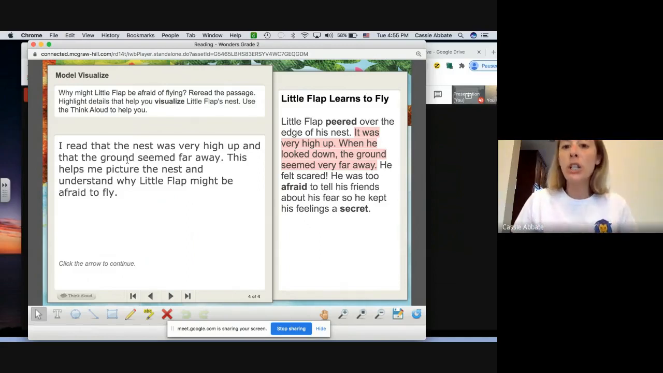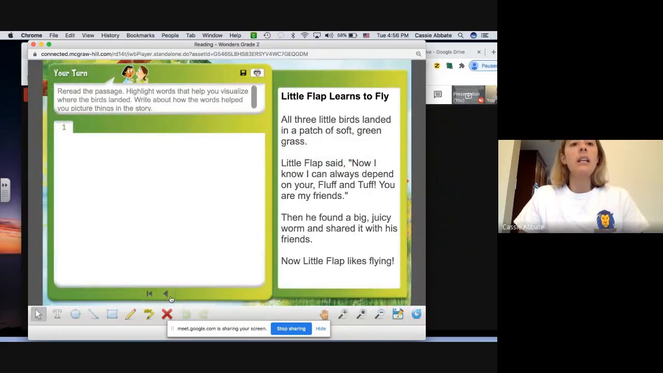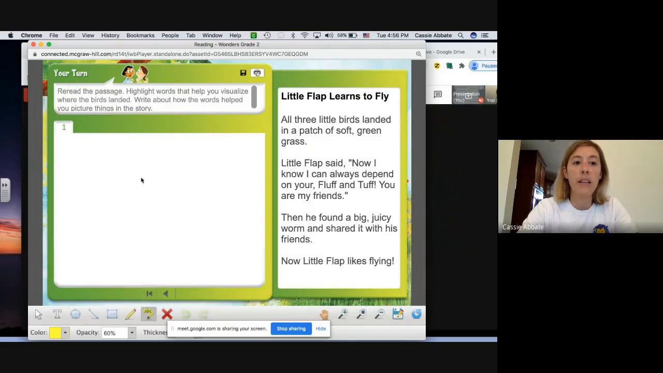Okay, so now it's your turn. Make sure you have your piece of paper and pencil out in front of you. Now you guys are going to visualize something, okay? It says, reread the passage, this text right over here. Highlight the words that help you visualize where the birds landed. So instead of highlighting, you're going to write those words down on your paper where the birds landed. So I'm going to highlight that. Whoops, not very good with these tools. Then write about how the words helped you picture things in the story.